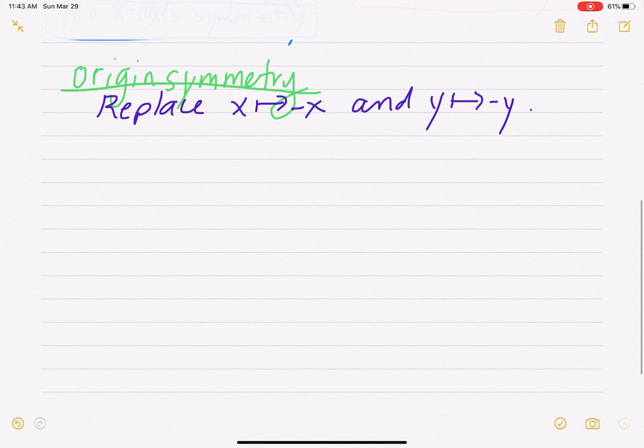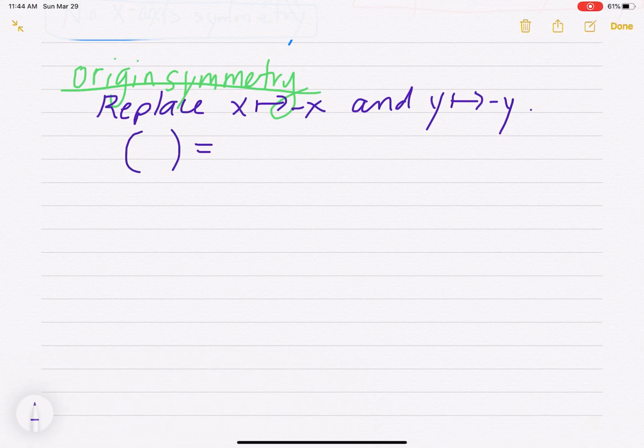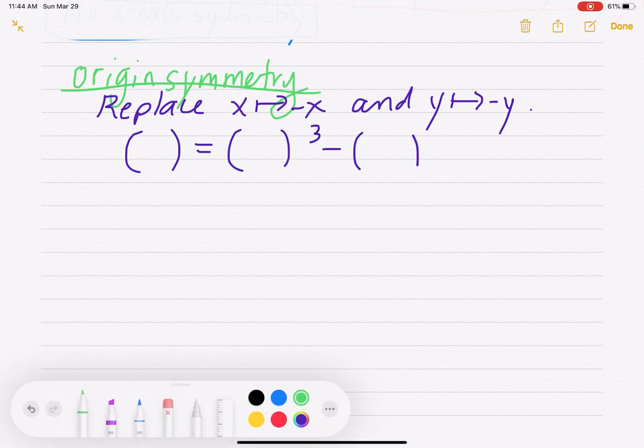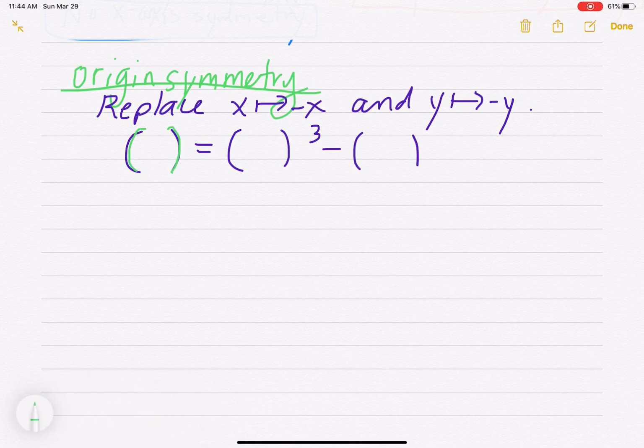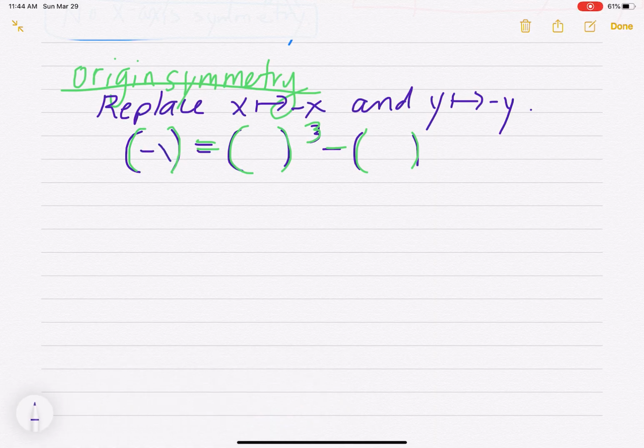All right, so let's make a template. Blank equals blank cubed minus blank. Now that should all be in green, right? Blank equals blank cubed minus blank. So the first blank on the left originally had an x. We're going to replace that with a negative x. And the two blanks on the right originally had y's. We're going to replace those with negative y's, right?